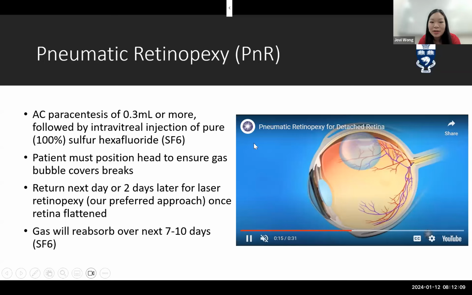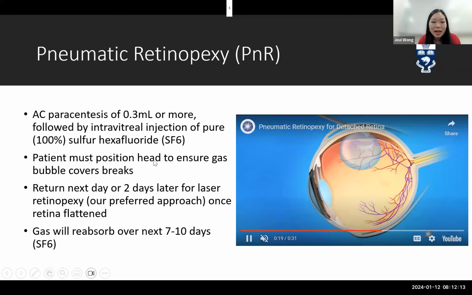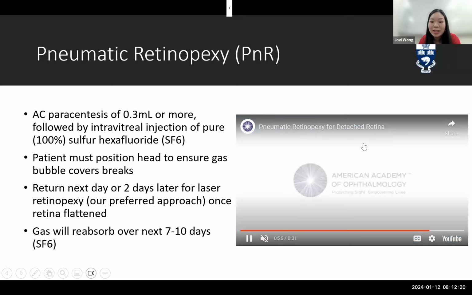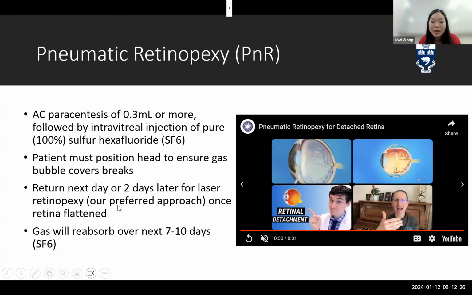And in our case, we most often use pure 100% sulfur hexafluoride. And then the patient must position their head to ensure the gas bubble covers the break. So the gas will float and they have to position their head to the correct spot. Then they're going to come back the next day or 2 days later for laser retinopexy, which is our preferred approach once the retina is flattened. You could also use cryo, which is what they showed in this video, but we tend to use laser. And then the gas will reabsorb over the next 7 to 10 days if we're talking about SF6.